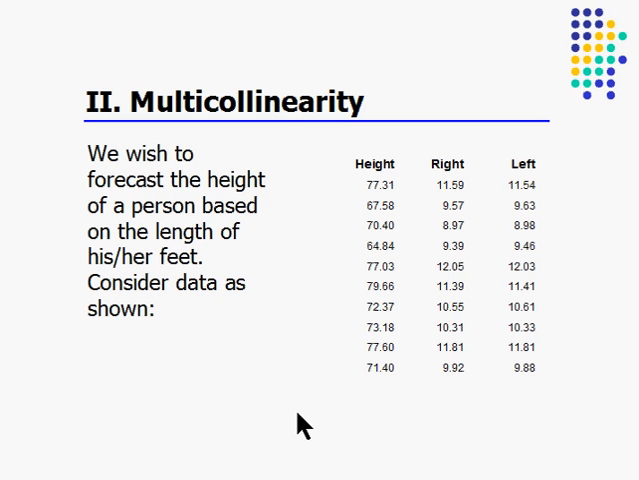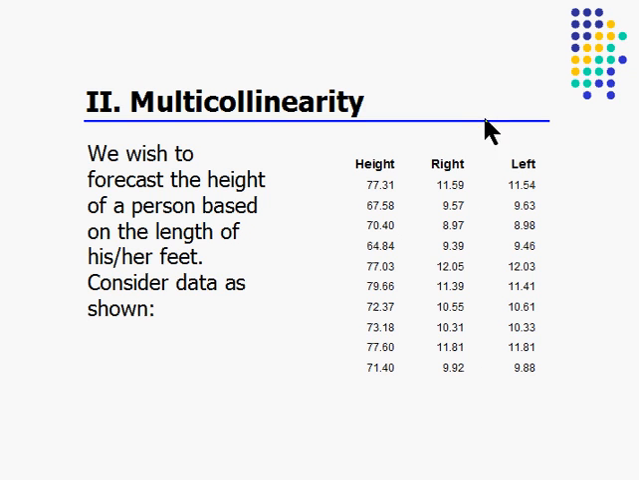Multicollinearity. This refers to a situation where you've got multiple independent variables in your model that are nearly or perfectly linearly related to each other. Let's think about our feet. If you've got a big left foot, you've probably got a big right foot. If you've got a big right foot, you've probably got a big left foot. Same thing for small feet.